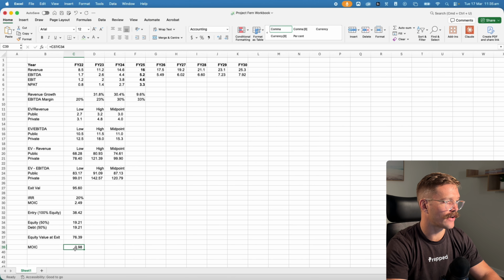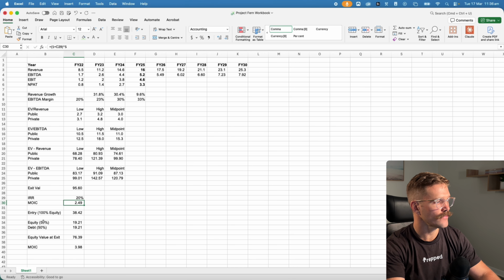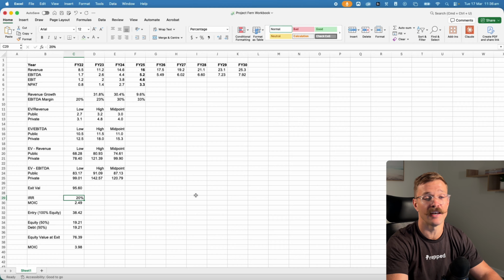If you compare that to the 2.49, you can see that using the split of the equity and the debt gives us a way higher multiple on invested capital. But that's not the question. The question is we're trying to find the price that we would recommend approving for the buy side and when we would walk away. And when we would walk away is the point that it is below that 20% IRR.